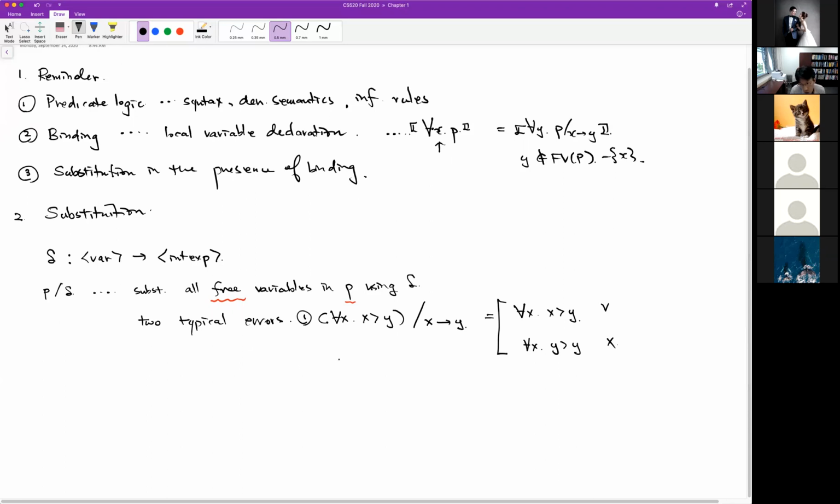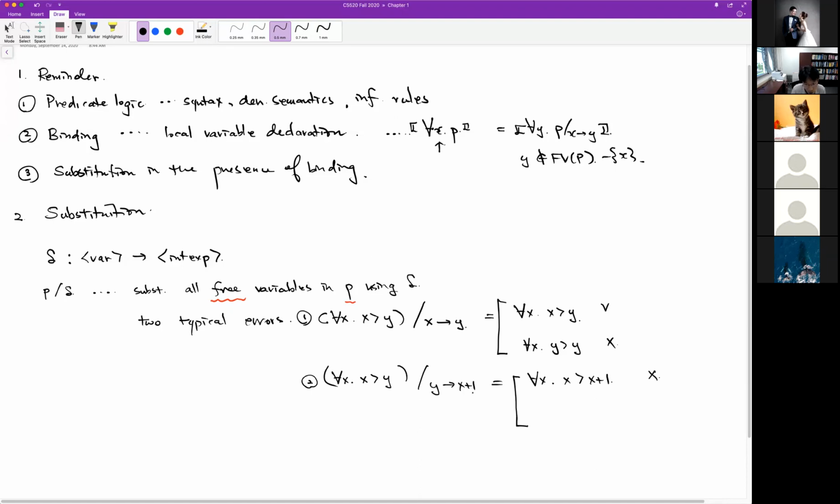So that's the one possible problem. Sometimes if we define substitution the wrong way, we end up replacing bound variables, not just free variables. The second problem is a bit more subtle. This one even has a name, which is called variable capturing. Let's look at the same example, but this time we want to replace y by x plus 1. You might think that y is a free variable here, so if you replace y by x plus 1, the outcome has to be for all x, x greater than x plus 1. Actually, this is wrong.